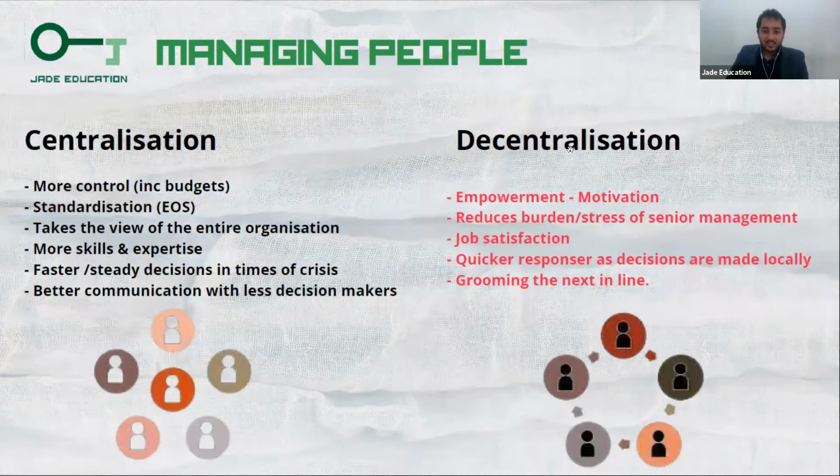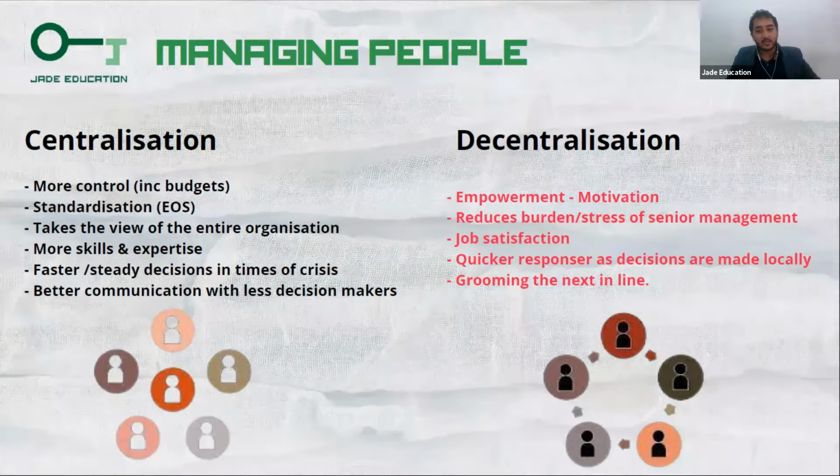Centralization, decentralization. Here's an easy way of looking at it. Centralization is where all the decisions are made at the top. So it's faster. It's standardized. And who has more skills? Obviously, the person at the top. And better communication because there's only one way: this is what needs to be done. It's clear, cut and correct.